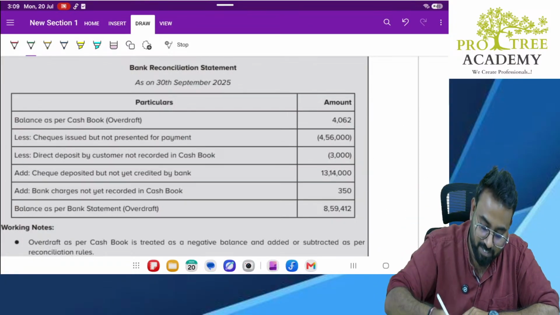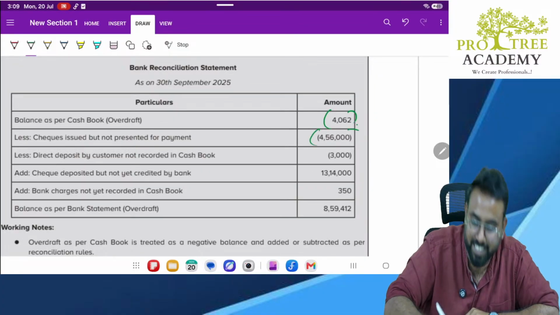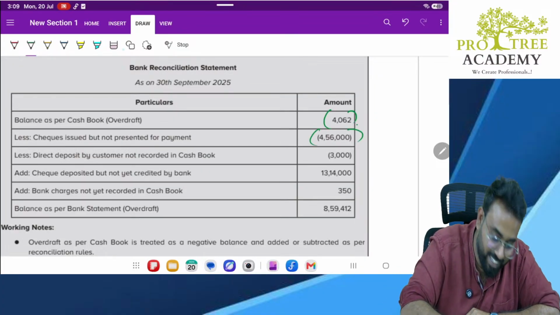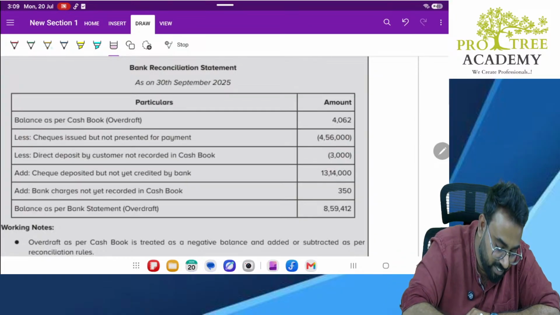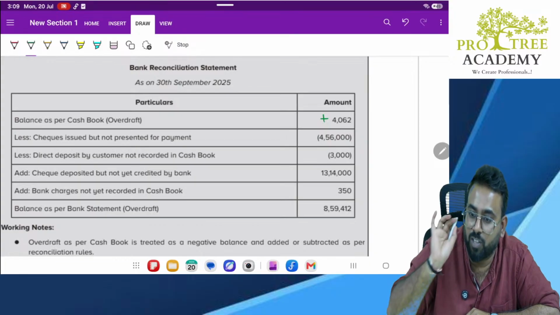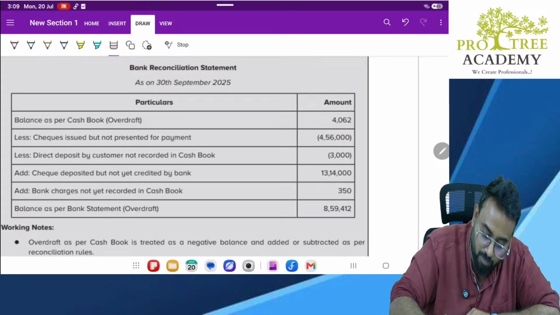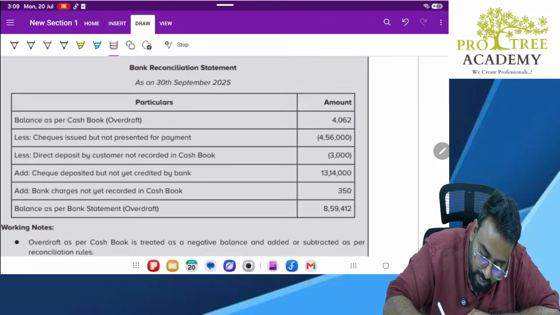Now what you did, you took minus here, correct, and did minus here, correct. That is not correct. Follow one. See what the institute has done. They have taken 4062. They have not written plus or minus. They have straight away taken 4062. Now what have they done? 13,14,000, they are adding it.